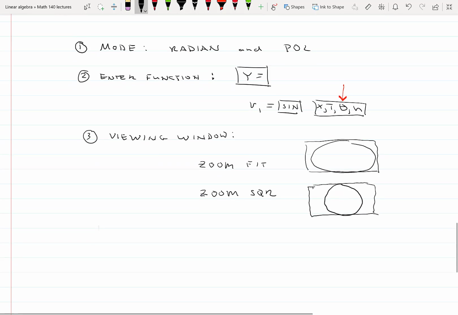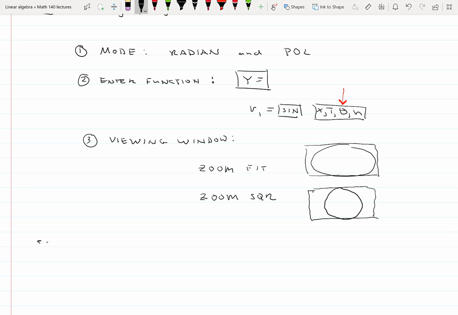Okay. So what I'd like to do to end our video segment is to graph one more using the calculator. So sketch with calculator, r equals 1 plus sine theta. Okay, so we're going to do this.